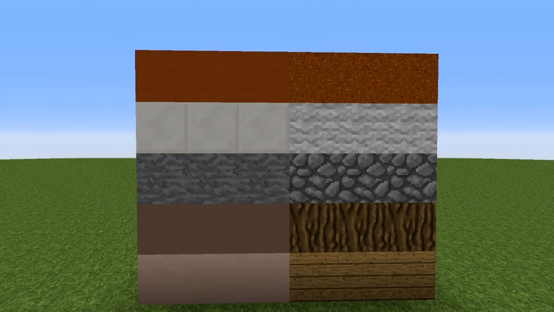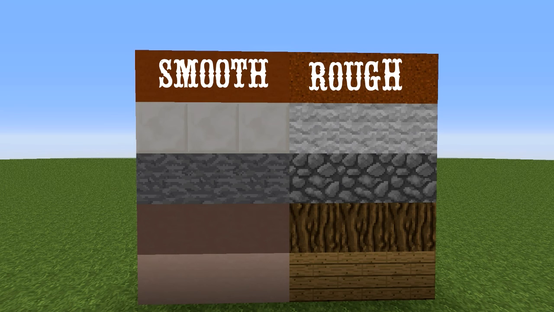One of the biggest parts of a block is whether its texture is smooth or rough. On the left you'll see the smooth textures, which generally remain with only one color with very few interruptions. On the right there are rough textures, which are very noisy and have either multiple colors or multiple shades.